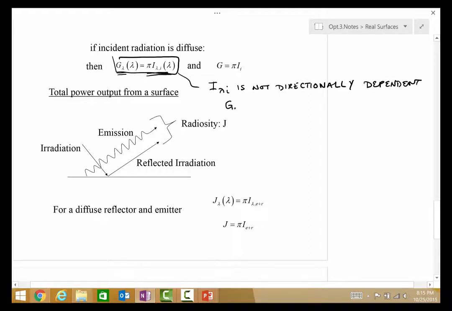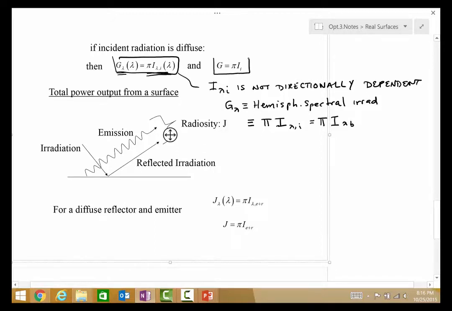and that G lambda, which is the hemispherical spectral irradiation, is equal to just pi times this directional valued intensity. And a lot of times we're going to be dealing with this in terms of a black body, so it's really I lambda B that we're going to be identifying that with.